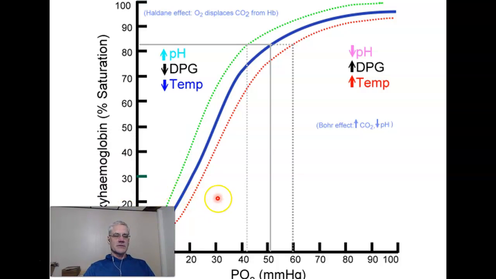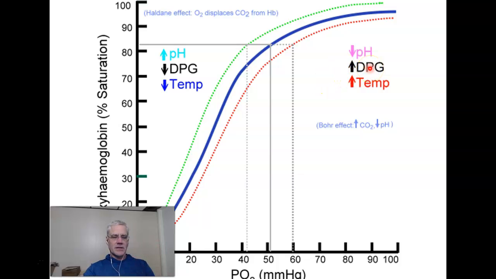This is a combination of all the curves. So the blue line is considered kind of the average, normal, everyday situation. The red curve is a right-shifted curve. When does that happen? That happens when pH goes down. That means it becomes more acidic. Forget this stuff called DPG. That's diphosphoglyceride. Don't worry about what that is.